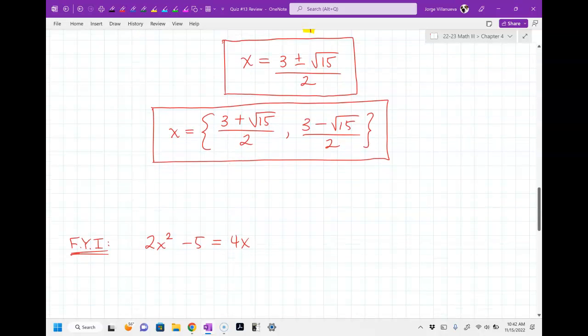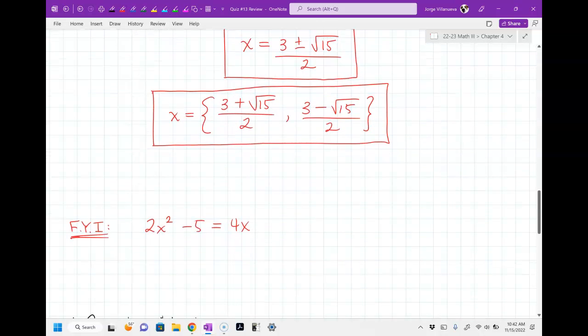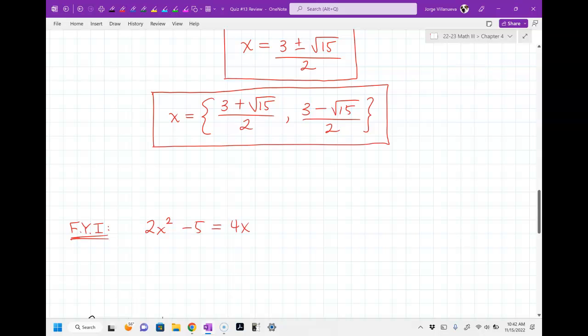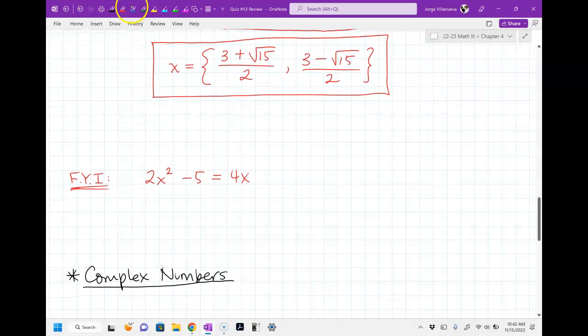All right. Now, here's an FYI, because I think the question that's going to ask you to do it in decimals is going to look similar to this. So this real quick FYI that I have right here is just to remind you, you cannot use this formula if your problem looks like that. Is it going to be a problem that looks like that? There's going to be one for sure. So you have to set it equal to 0.